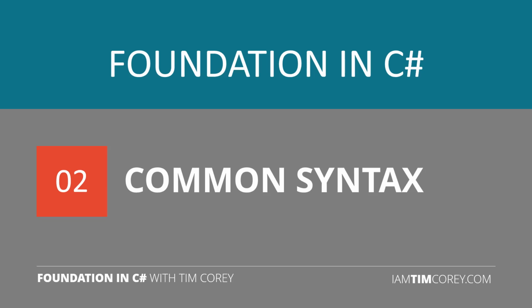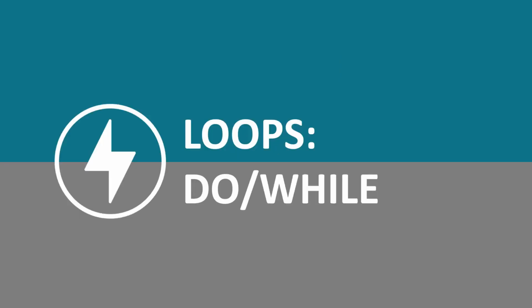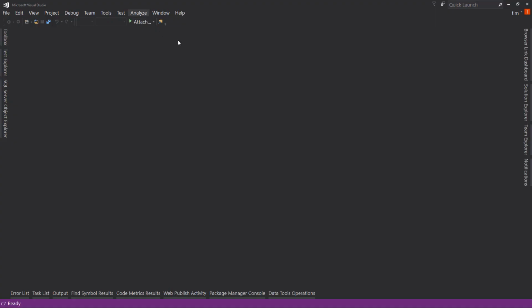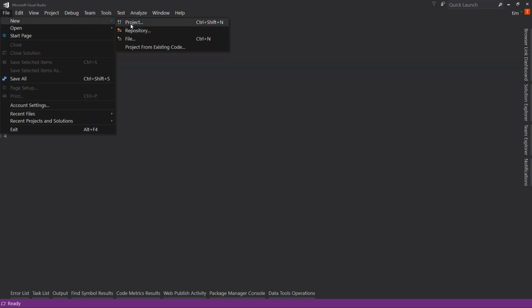We're currently in Module 2, and in this lesson, we're going to look at loops. Specifically, we're going to look at the do loop and the while loop. They're two similar loops that we'll look at together at the same time. They do a similar thing. So let's start off with a new project.